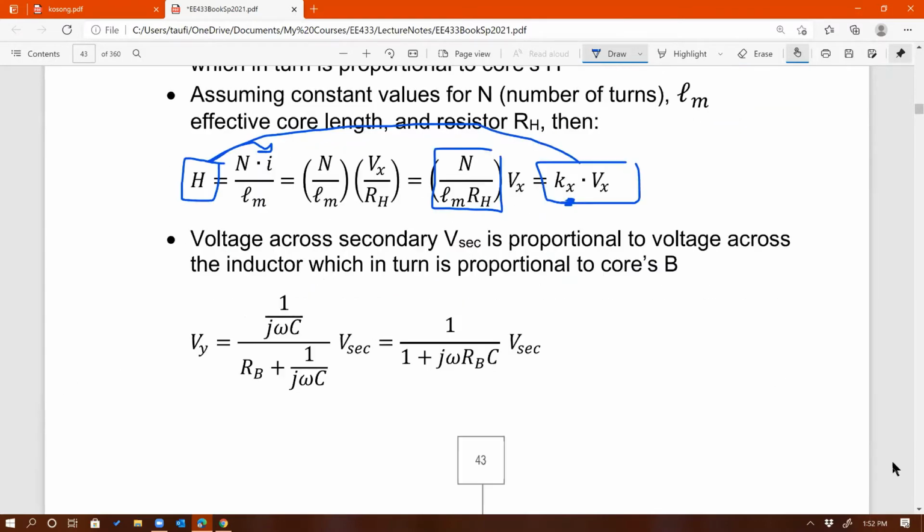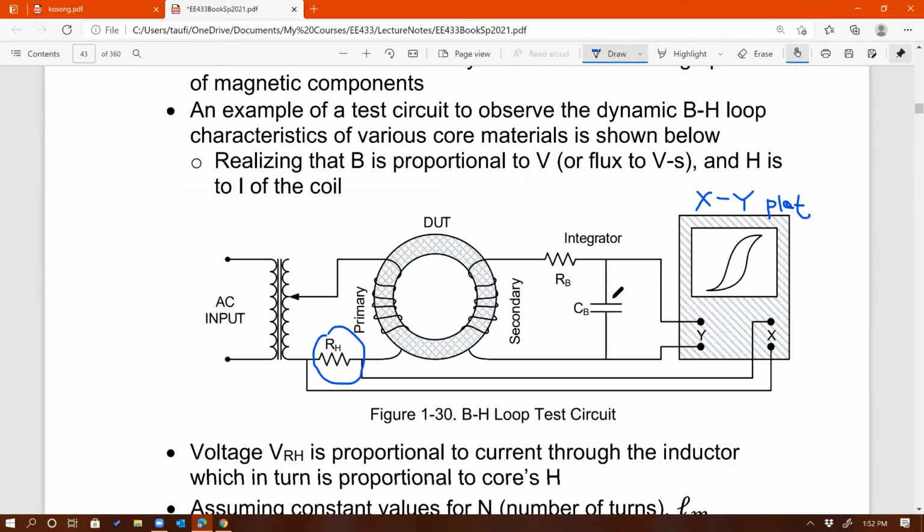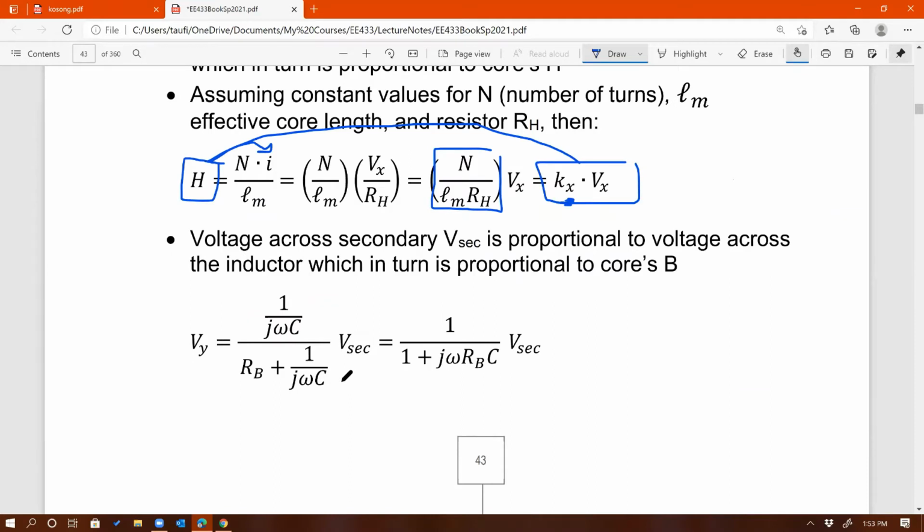Okay, how about voltage? Now we are measuring voltage across the secondary side. It is proportional to voltage across the inductor, which in turn is proportional to the core's field density or flux density. Right? And you can see from the circuit right here that by voltage division, the output Vy must equal the reactance of this capacitance divided by the total impedance, times the actual output voltage Vs, or V secondary.